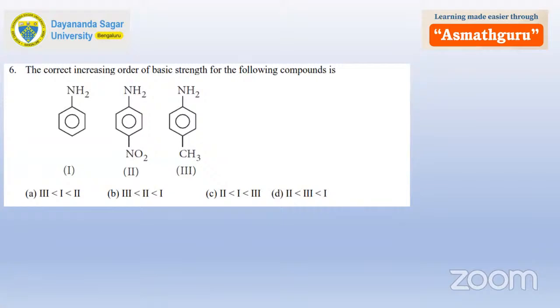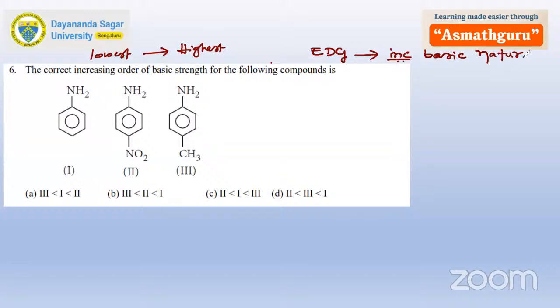So the correct increasing order of basic structure. I already told you, increasing order means lowest to highest. And in amines, I already told you, electron donating groups increase basic nature. They increase the basic nature. So electron donating group increases basic nature.